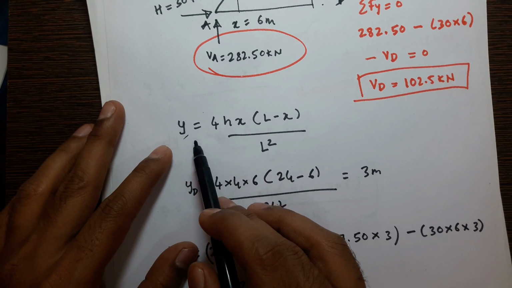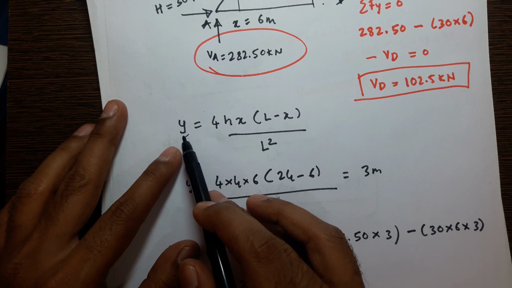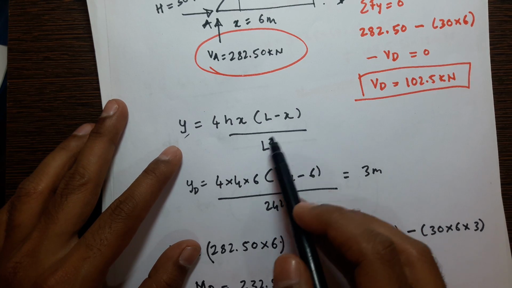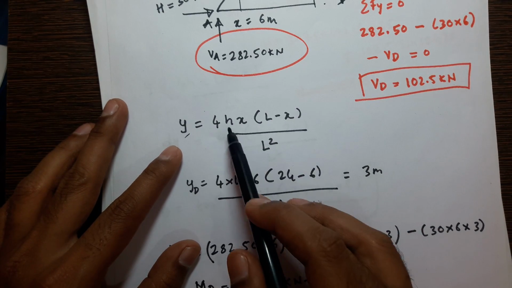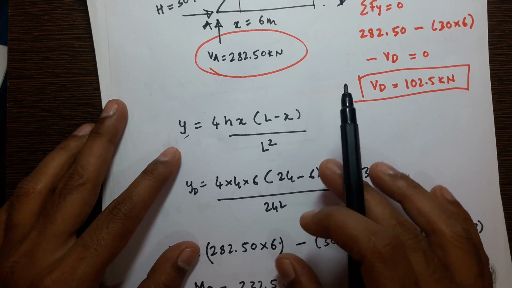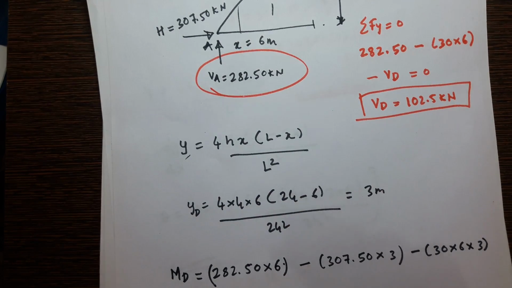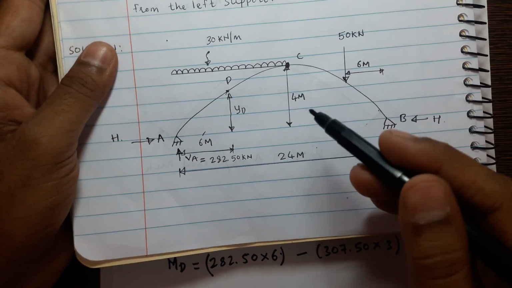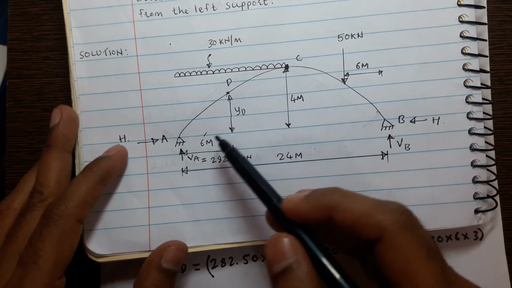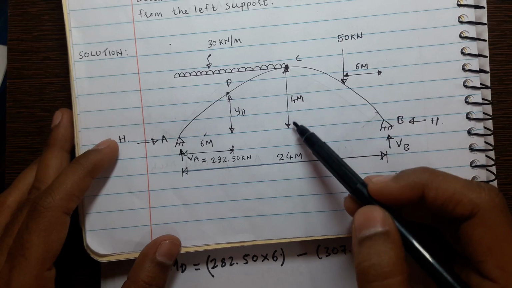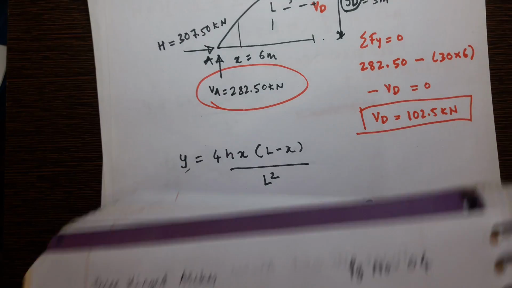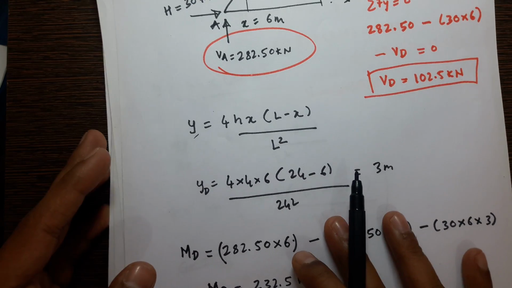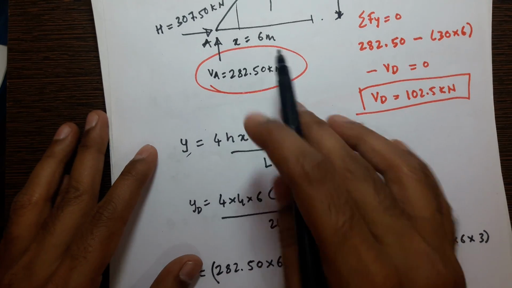The relation between y and x is y equal to 4hx(L minus x) divided by L square. H is the rise, meaning the central height of the crown, or you can say the height of the crown from the support level. So here in this problem H is 4 meter, and L is the span of the arch, which is 24 meter, and X we know.